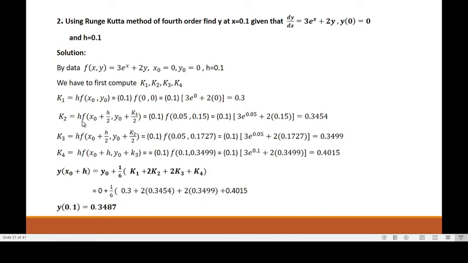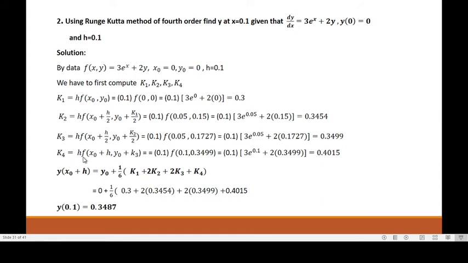Next, k2 is h into f of x0 plus h by 2 comma y0 plus k1 by 2, that is 0.1 into f of x0 plus h by 2. The x0 is 0, 0.1 by 2 is 0.05, y0 is also 0 plus k1 by 2, that is 0.3 by 2 is 0.15. So once again substitute 0.05 and 0.15 in this function, you will get 0.3454. Next, k3 is h into f of x0 plus h by 2 comma y0 plus k2 by 2, that is 0.1 into f of, once again simplify these two equations, substitute in the given function, you will get 0.3499.